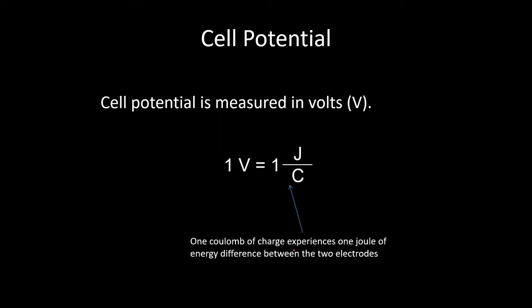Volts is a derived unit. It is not an elementary unit of the SI system. It is derived from the amount of energy that a coulomb of electrons will experience, the energy difference that a coulomb of electrons will experience when they move from one side of a voltaic cell to the other side of the voltaic cell under a 1-volt potential. So if there's a 1-volt potential difference from one side to the other, a coulomb of electrons will experience 1 joule worth of energy difference.